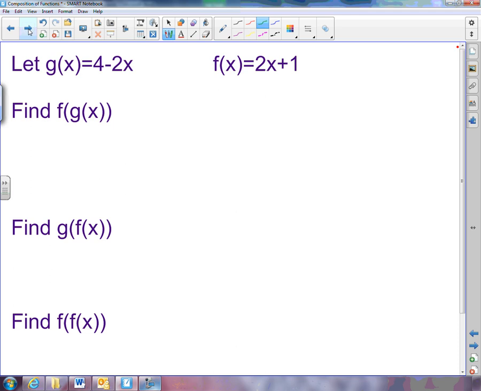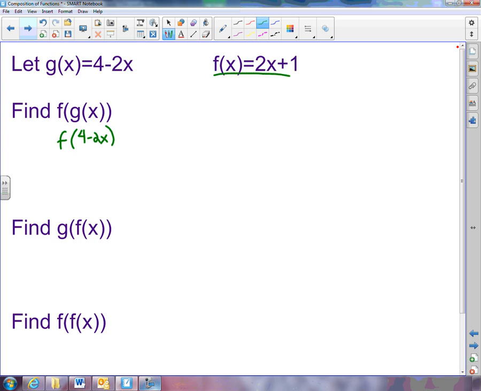Here we have two new functions. We have that g of x equals 4 minus 2x, and we have that f of x equals 2x plus 1. Let's first try to find f of g of x. Here what we're doing is we're taking our function f, and we're going to be plugging g of x into it. Here g of x is 4 minus 2x. So we're just going to take that and plug that whole thing into f of x.